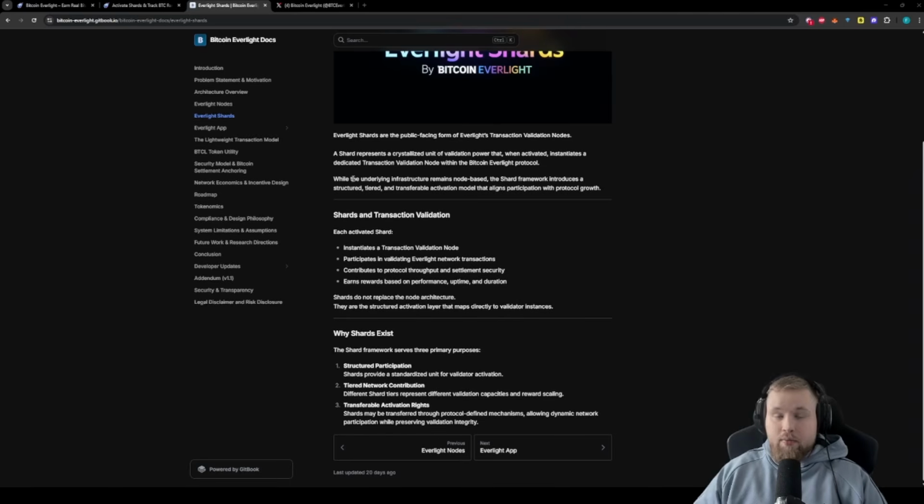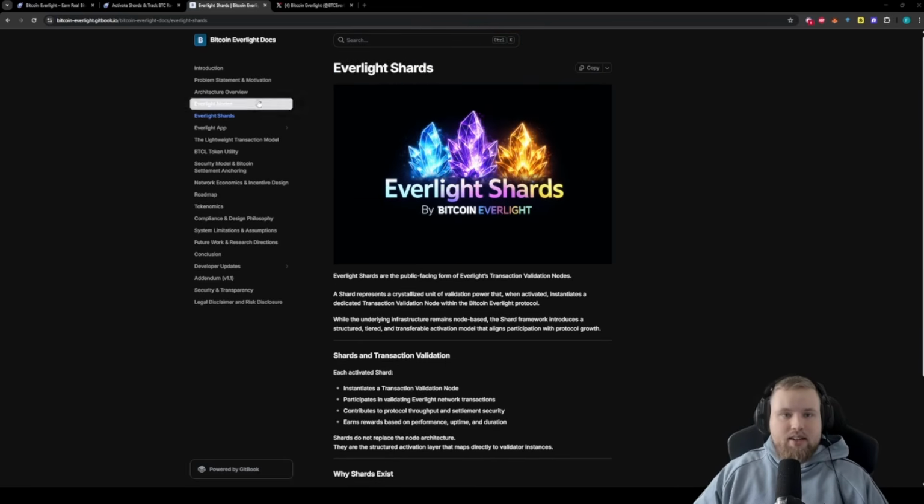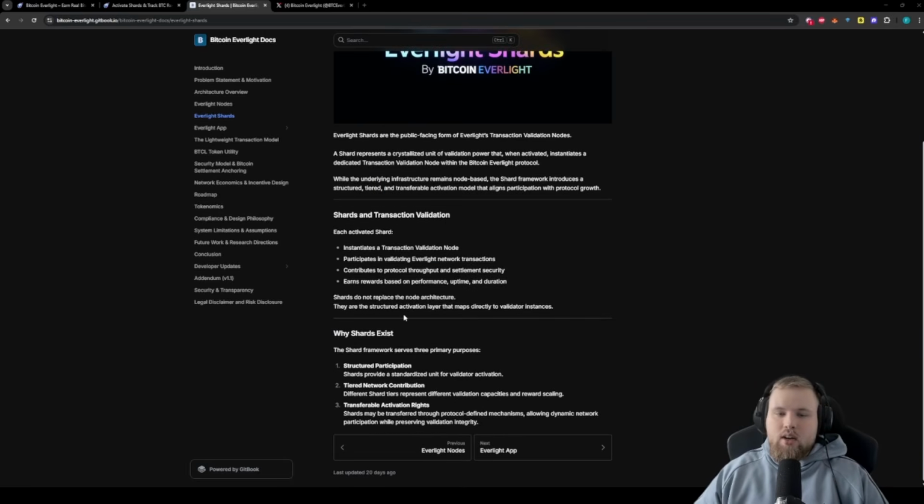As you can see here, if you want to get more into this project, I can really recommend the docs that they put together. Everything is really nicely explained in here. So why do shards exist? The shard framework serves three primary purposes.